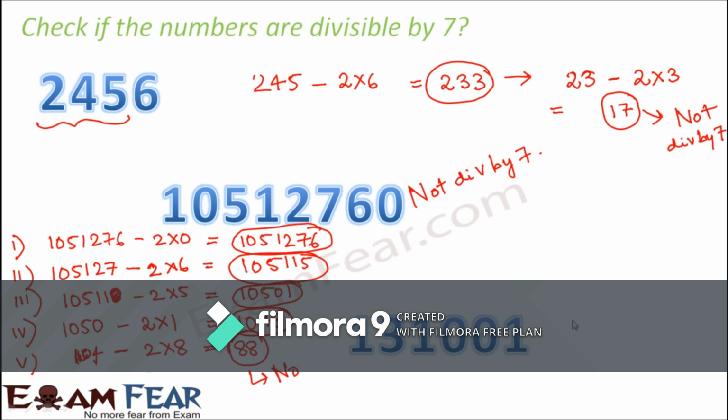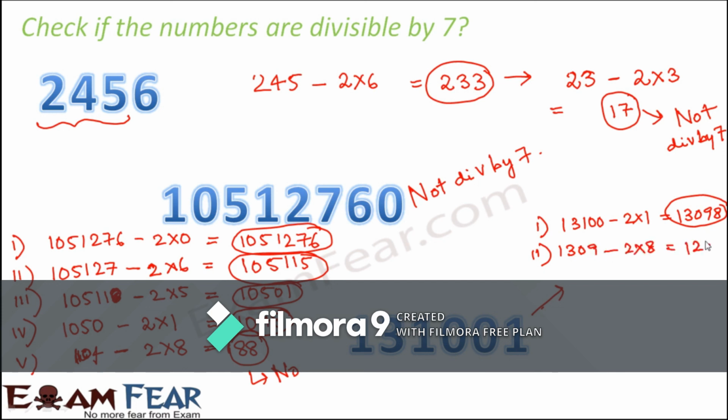In a similar way, 131001, this can also be checked in this fashion. In the first step, 13100 minus 2 into 1. So this would give 13098. Looking at this, we can't decide anything. So we will repeat the process. 1309 minus 2 into 8. And this would give 1293. This is still a big number. So we will again repeat the process. It would be 129 minus 2 into 3. That is 129 minus 6, which would be 123.